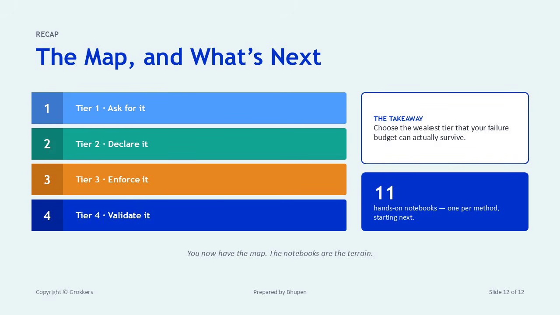The takeaway I'd want you to leave with is a decision rule rather than a favorite. Choose the weakest tier your failure budget can actually survive, and combine tiers when the stakes justify it. From here, 11 notebooks follow this deck, one per method, in roughly the order we walked through today. Each one is hands-on, so you'll write the prompt, break it, then watch a stricter tier fix what broke. You've got the map now. The notebooks are the terrain, so let's go run some code.